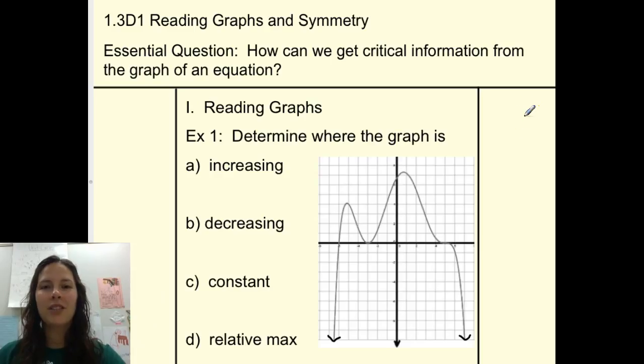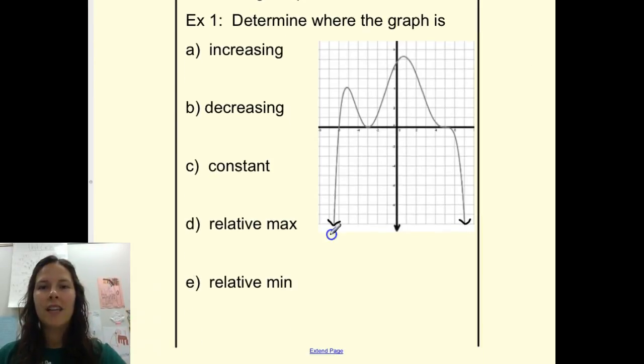All right, so now we're going to learn how to get all of that information from a graph. First thing we're going to look for is intervals along which the graph is increasing. In order to determine that, think about tracing your pencil from left to right. So just like we read a book, we read a graph from left to right. If your pencil is going up, then the graph is increasing. If your pencil is going down, the graph is decreasing.